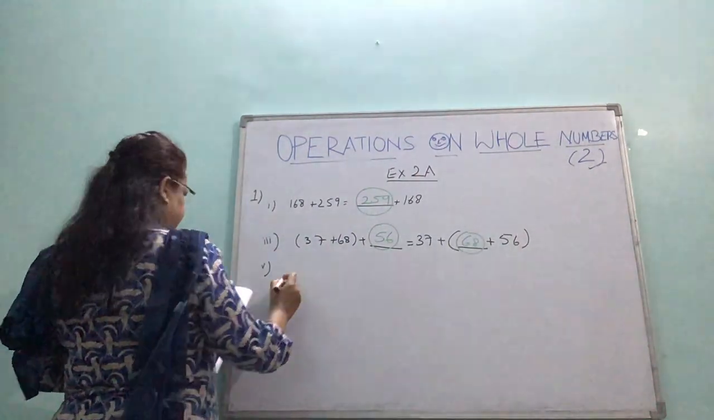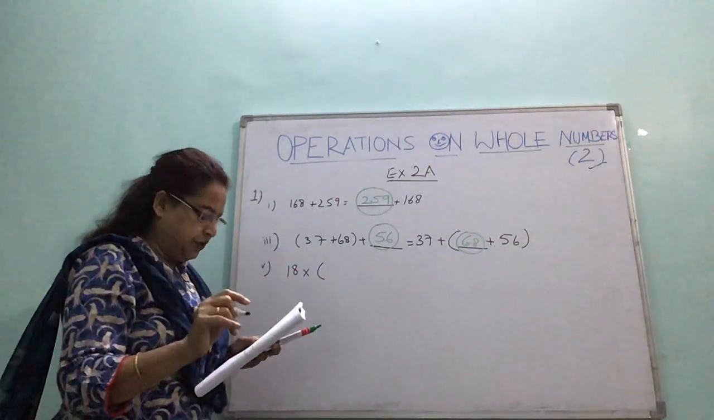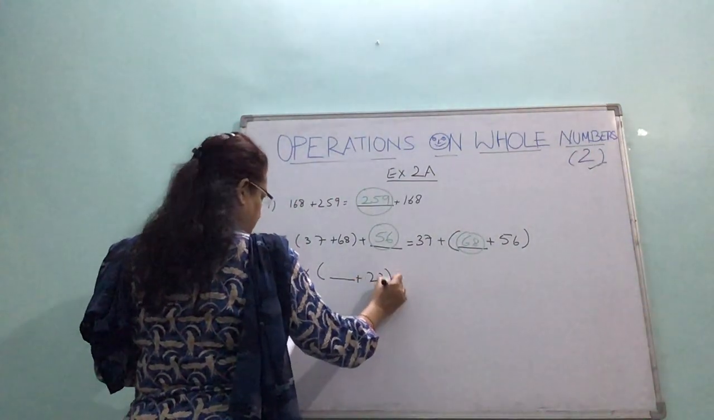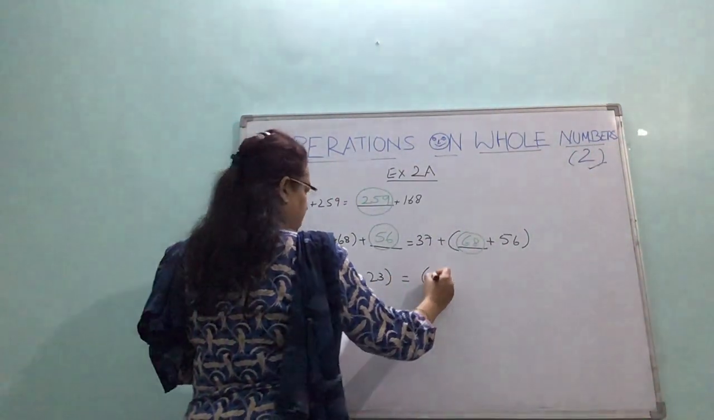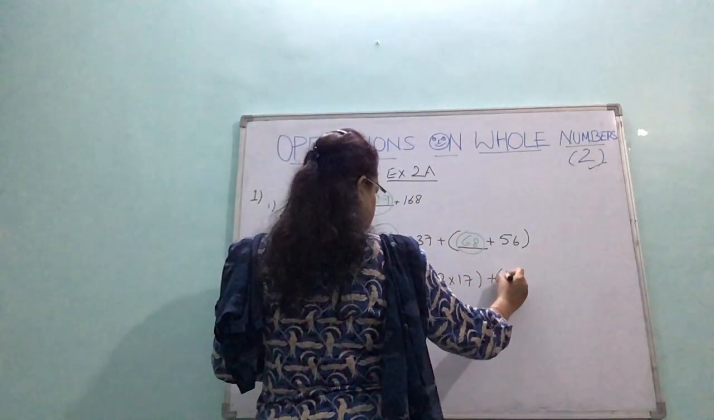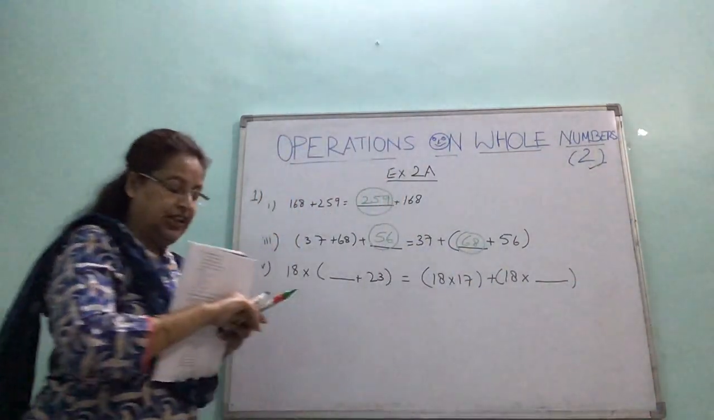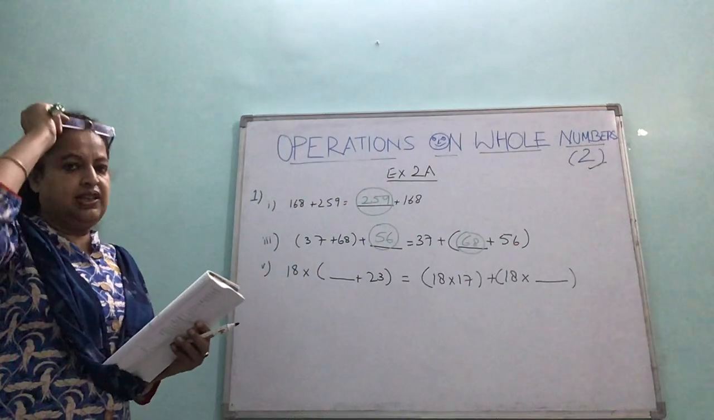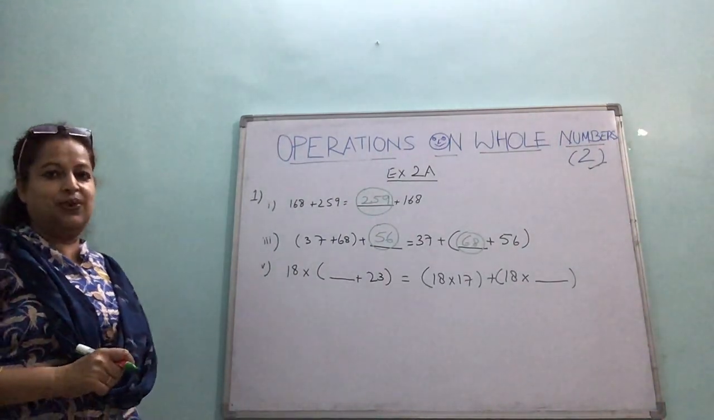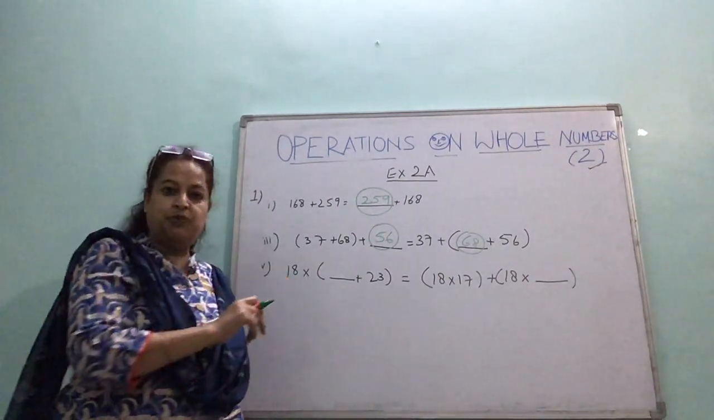Okay, fifth one, it's for multiplication, that's why I'm taking it up, because that is what I've taught today to you. 23, 18 into 17 plus 18 into dash. Multiplication. Today's class, distributive property. In today's class, we have done distributive property. So it is multiplication, distributive property.